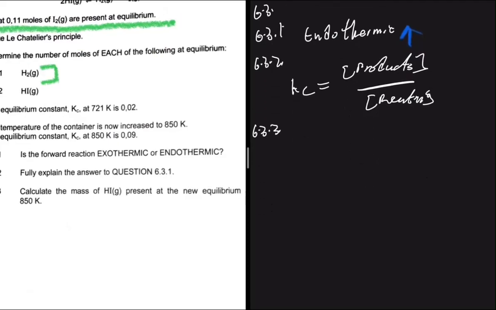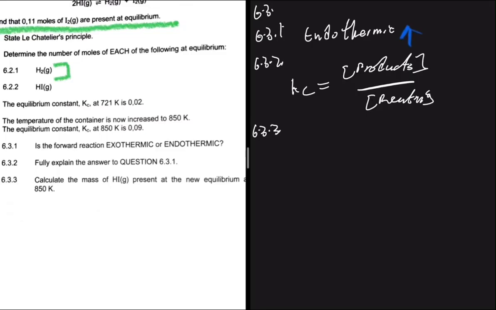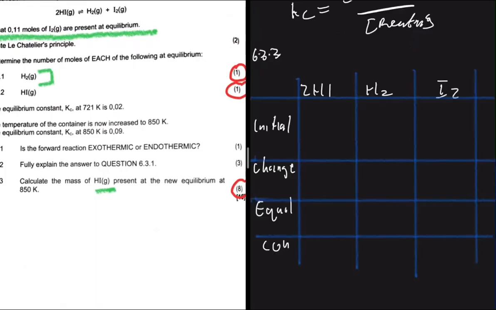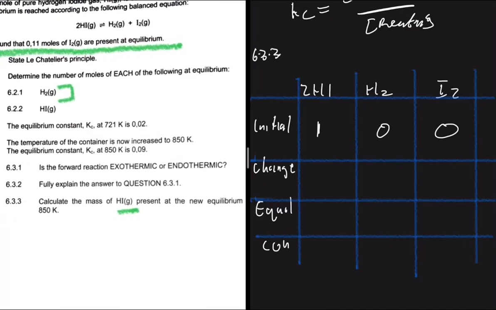6.3.3, 8 marks. Let's calculate the mass of HI present at the new equilibrium at 850 K. Let's start with the initial number of moles. The initial number of moles, we have 1, as we've already talked about. For H2 we have 0, for I2 we have 0. But now we don't know the change anymore, because the change we had was for 721 kelvins. Now we're at 850. We don't know the change anymore, so we can put a variable in place of the change.